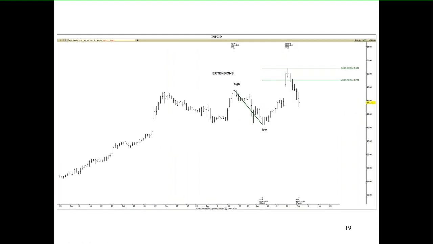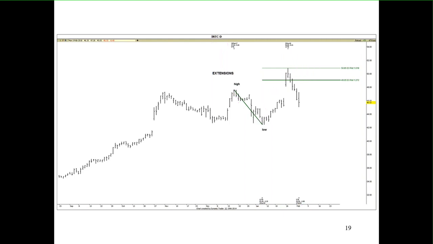Here's another example. This is a daily chart of Intel. This is where I've measured a prior high to low swing, and I ran the 1272 and 1618 extensions. 1272 didn't do a thing. 1618, just like it was almost to the tick. Actually, in this case, it was to the tick. So 5085 was the extension and 5085 was the actual high before it dropped, just a bit over $5.